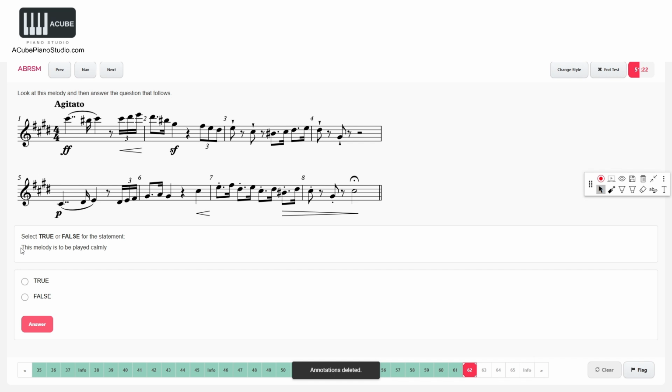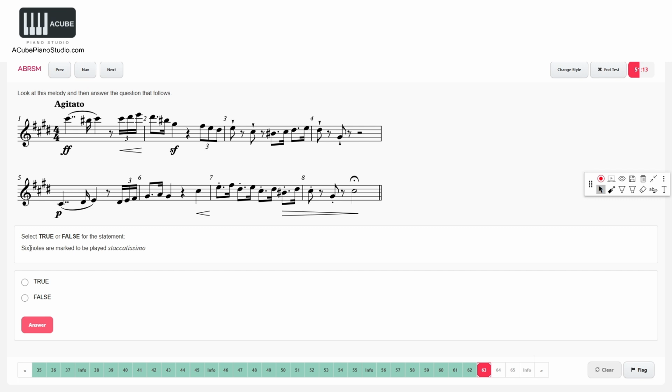Next one, the melody is to be played calmly. No, it's agitated. So it's false, because of this term here. Next, 6 notes are to be played staccatissimo. So this is staccatissimo. So it's 1, 2, 3, 4. There are only 4. These 2 are just your staccato. It's not staccatissimo. So it's only 4. So it's false.